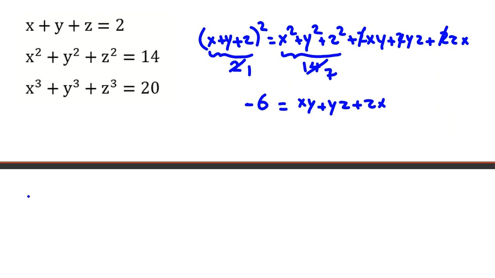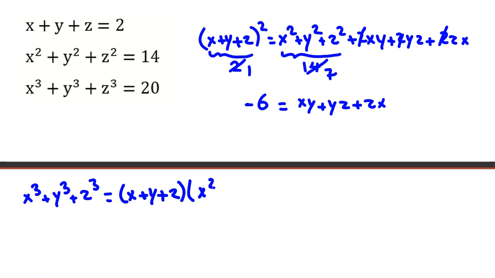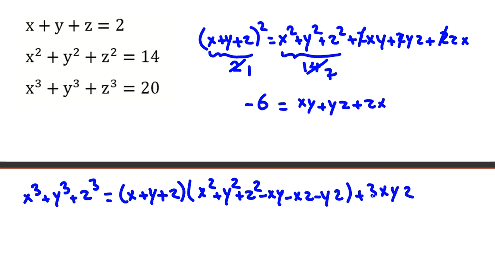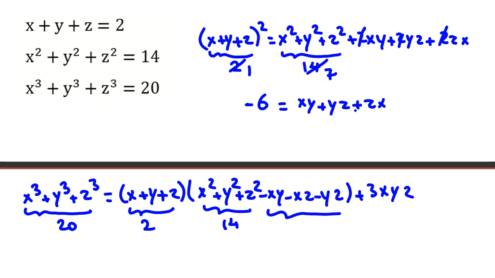Now, I use another identity I told you in the beginning of the video: x cube plus y cube plus z cube equals (x plus y plus z) times (x squared plus y squared plus z squared minus xy minus xz minus yz) plus 3xyz. You should memorize these identities. So I want to find xyz. x cube plus y cube plus z cube is 20, x plus y plus z is 2, x squared plus y squared plus z squared is 14, and negative xy, negative xz, negative yz will be negative of negative 6, which is 6.